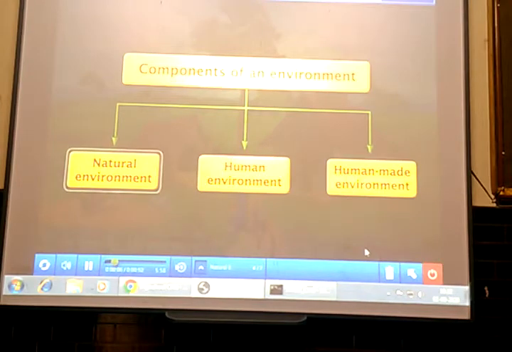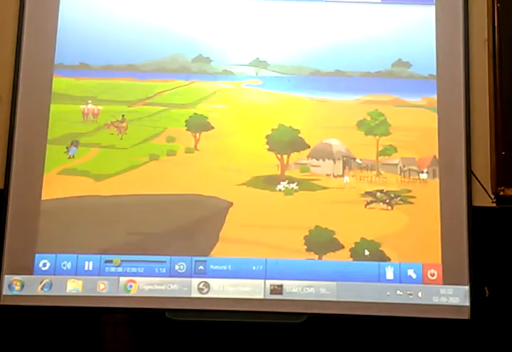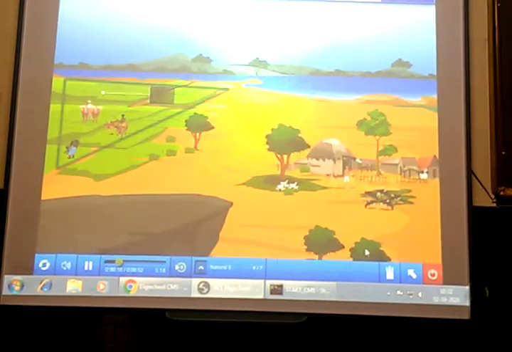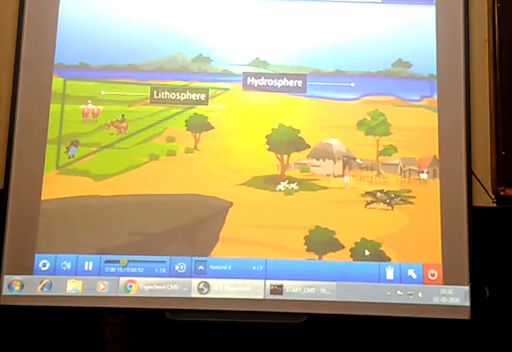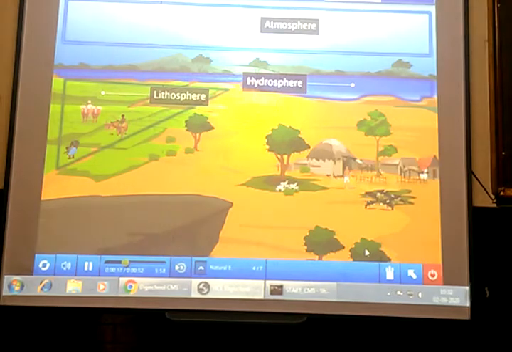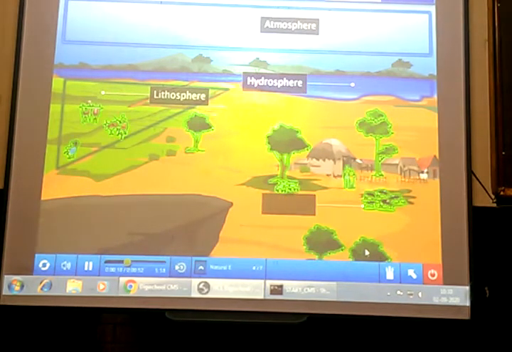The natural environment consists of 4 domains: the lithosphere, hydrosphere, atmosphere, and biosphere.